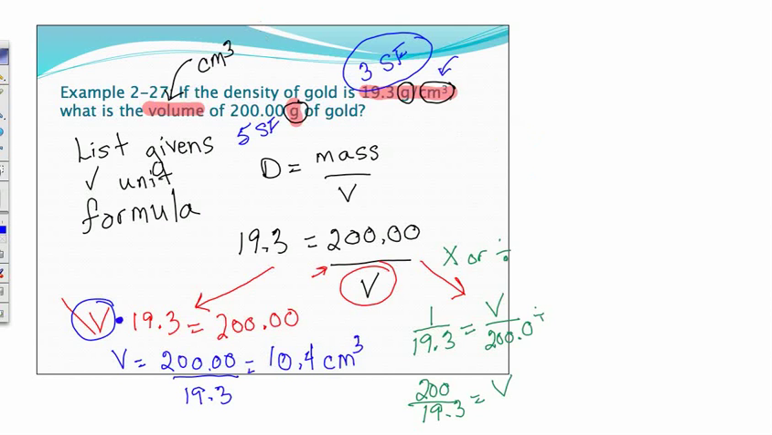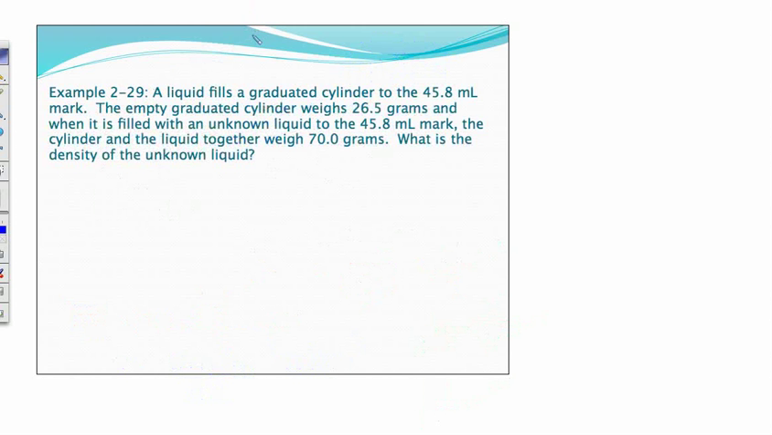Now, let's go on and do our next one. Our next problem gives us a lot of data. So let's see if we can kind of ferret out the data in this. We have a liquid, and the liquid fills the graduated cylinder to 45.8 milliliters. Okay. Now, then we weigh an empty graduated cylinder, and it weighs 26.5. And the liquid in the cylinder is 70.